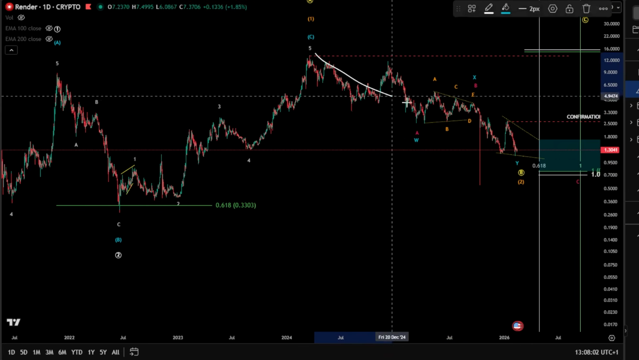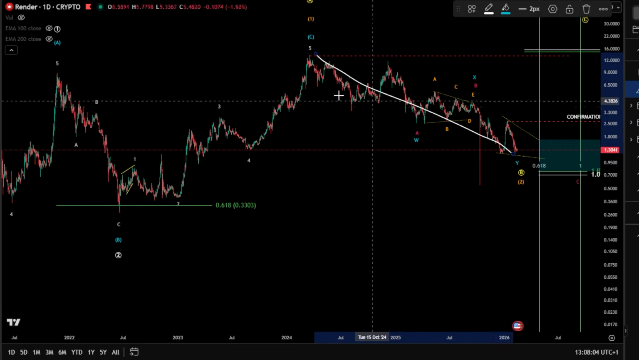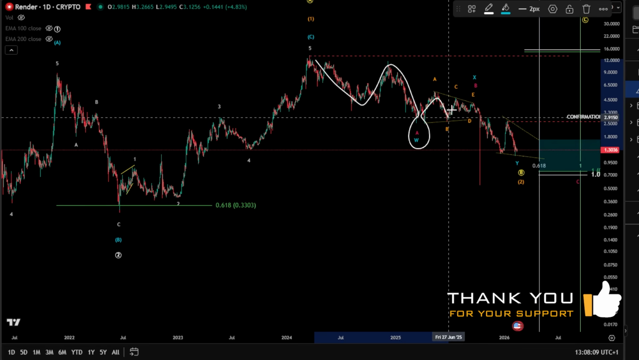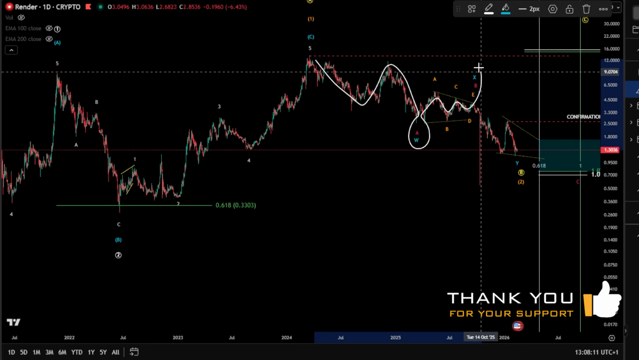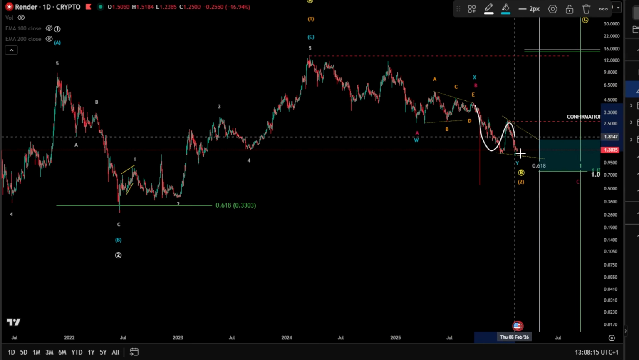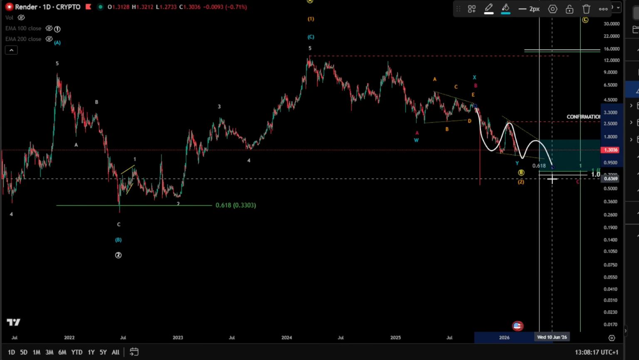We see, of course, a very complex structure as well, which has two phases in an A, B, C or a W, X, Y here. Both corrections, as a triangle, fit perfectly for a wave B or a wave X. And then, of course, we might have a wave Y or a wave C here.